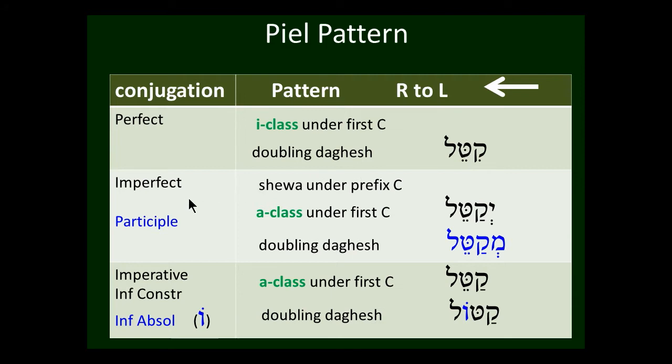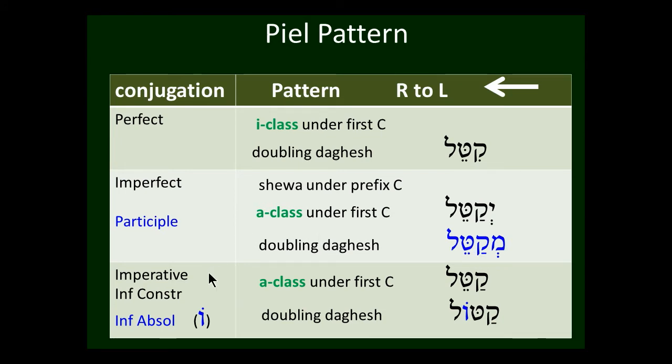In the imperfect, and in the participle, we have a shva under the prefix consonant. So the imperfect is going to be one of the allowable prefix consonants, yod, tav, aleph, or nun, followed by an A-class vowel, and then of course doubling. And for the participle, you're going to have the mem prefix with shva, followed by A-class, and of course doubling.